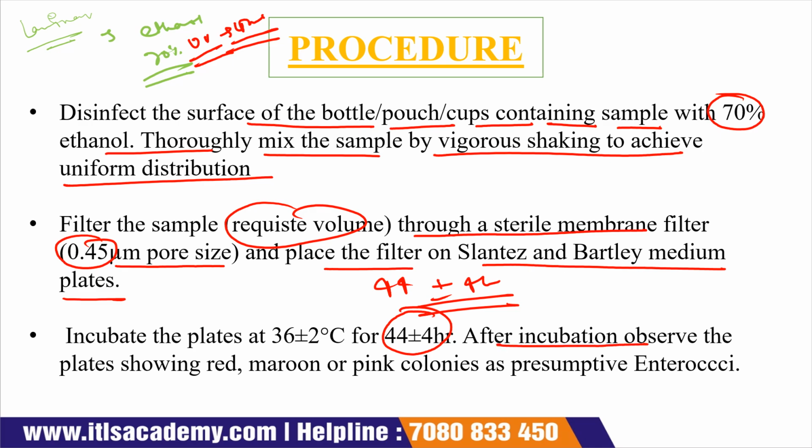After the incubation, we observe the plate. If it shows red, maroon or pink colonies, that may be enterococci. So the first medium that we use is Slanetz and Bartley medium, and the incubation time is around 44 hours plus or minus 4 hours at 36 plus or minus 2 degrees Celsius. Then we get colonies red, maroon or pink in color.